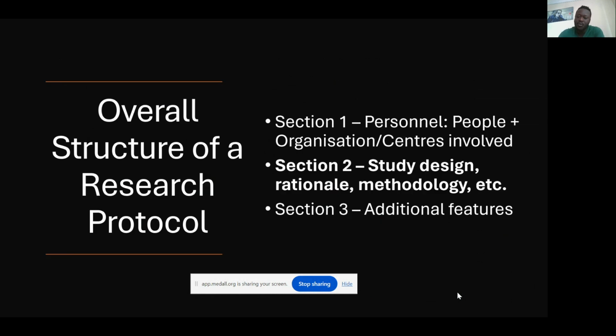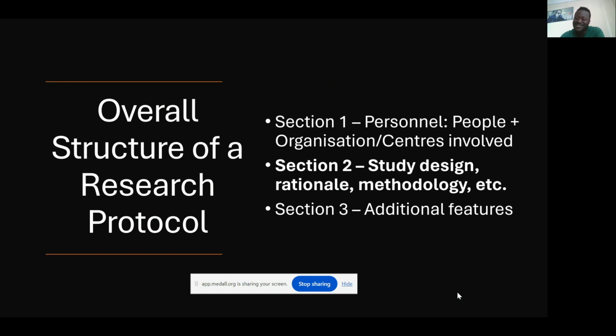So what do you do next? What does a research protocol actually look like? There are essentially three main sections. Section 1 usually includes information about personnel, so essentially the people involved in the study. Section 2 is going to be your bread and butter. That's where you talk about the study design, the rationale, the methodology. And Section 3 are any additional features.